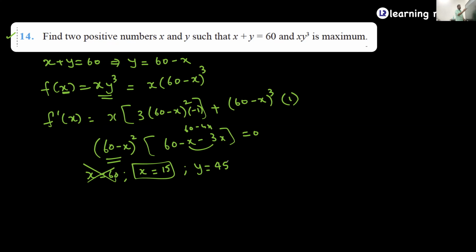After this, if they ask you to find the maximum value, then what will you do? F of 15 comma 45, I'm just writing it. If I write it like this, what is the meaning of it? X is 15, y is 45. Take that and substitute it there. It will be 15 into 45 the whole cube. But in this question, they didn't ask you what is the maximum value. They only ask you to find the numbers. The numbers are 15 and 45.